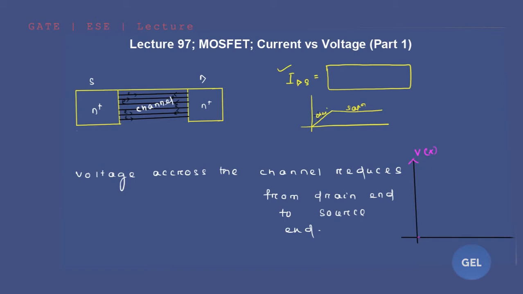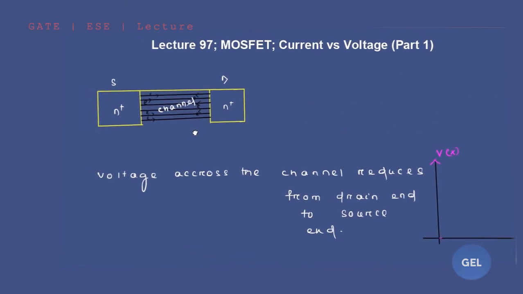In the next two video lectures we're going to discuss the ohmic region and the saturation region, and how the behavior of this formula will be there. Very important from a GATE point of view, most of the cases. Okay, very important. Now let's start with a simple thing.